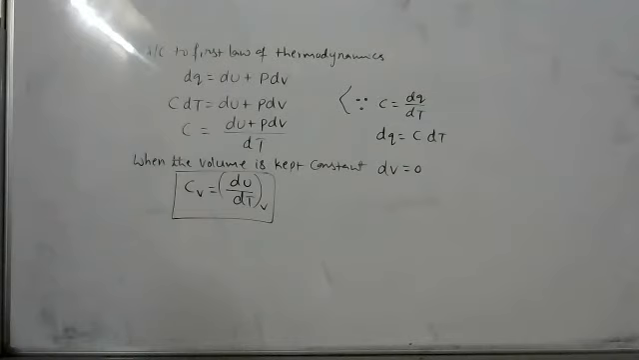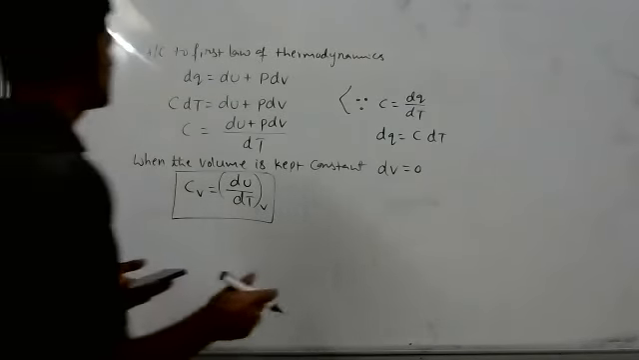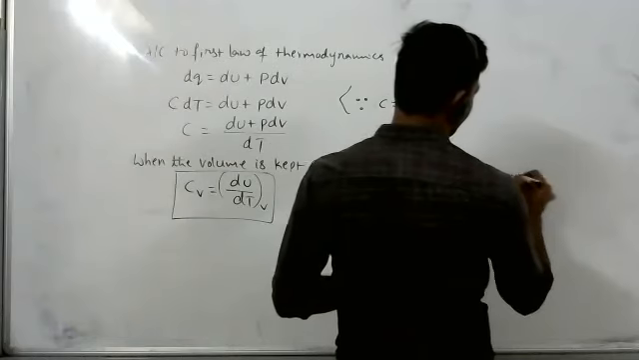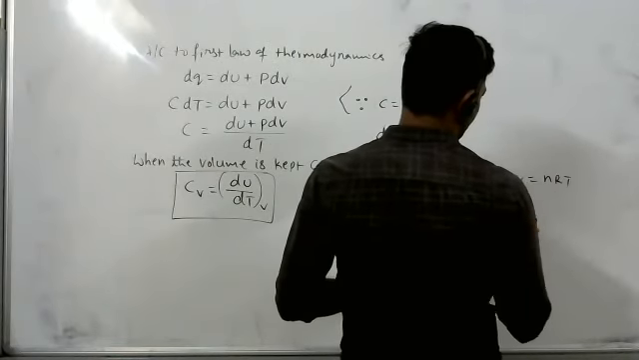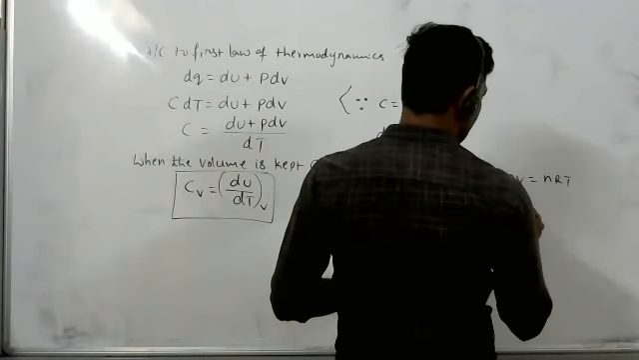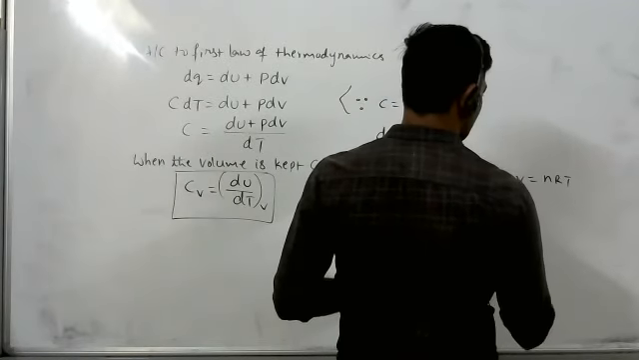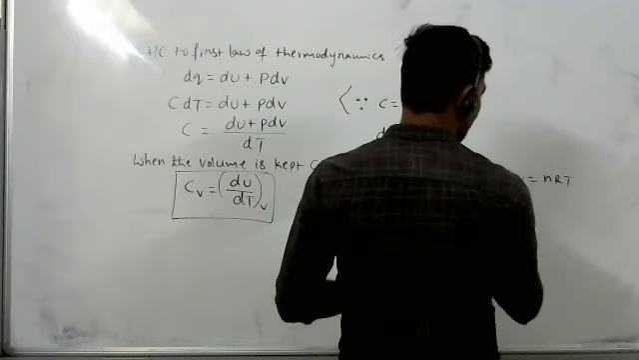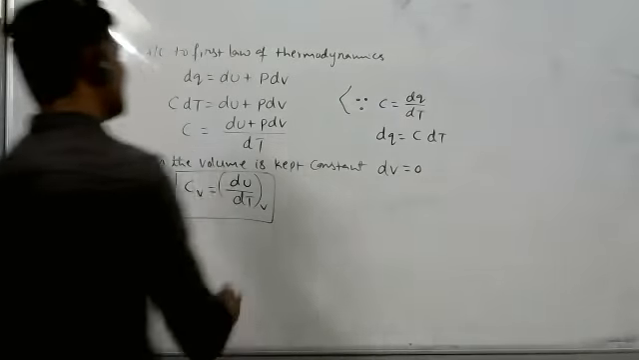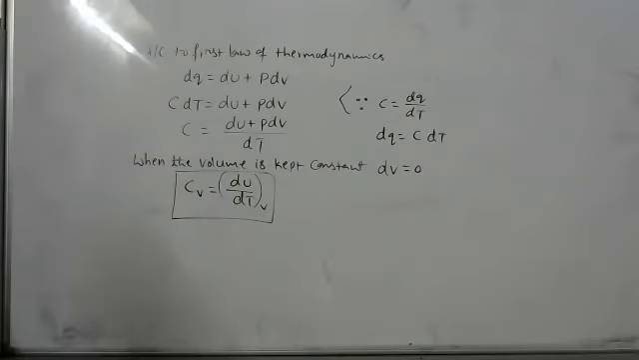Sir, P dV by dt can be written as nR. No, how can we write that? We want it at constant volume, where dV becomes 0. Without constant volume, it will change. This formula is not accepted if you don't keep the volume constant, it won't come. Okay, sir.